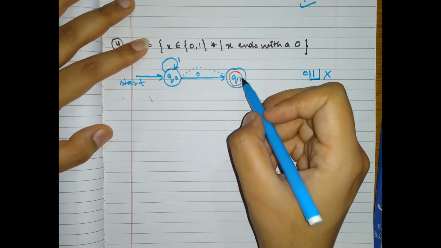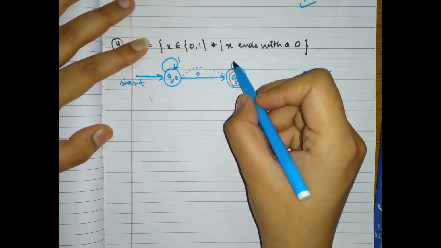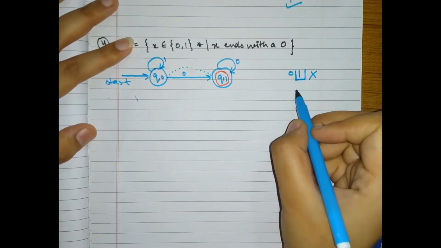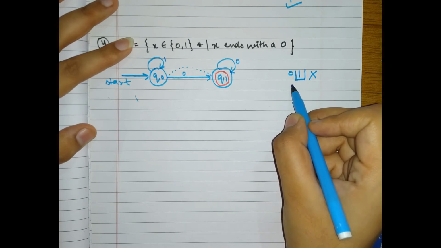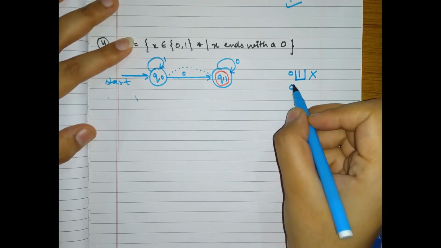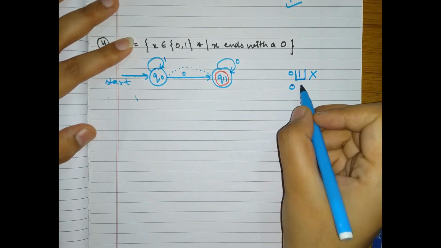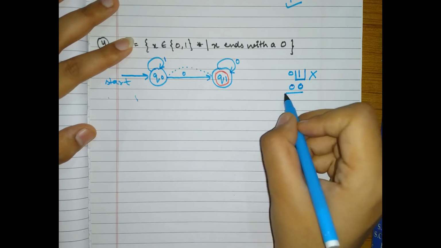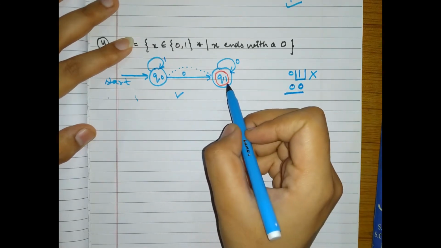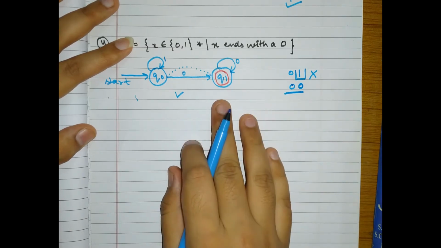And if we are in the state Q1 and we receive 0, then we go into the same state again, because our string should always end with 0. So if we receive 0 from here and we again receive 0 in the state Q1, then the string will look like this, and this will be accepted by our DFA. So in the state Q1, when we receive 0, we enter into the same state, that is Q1 itself.